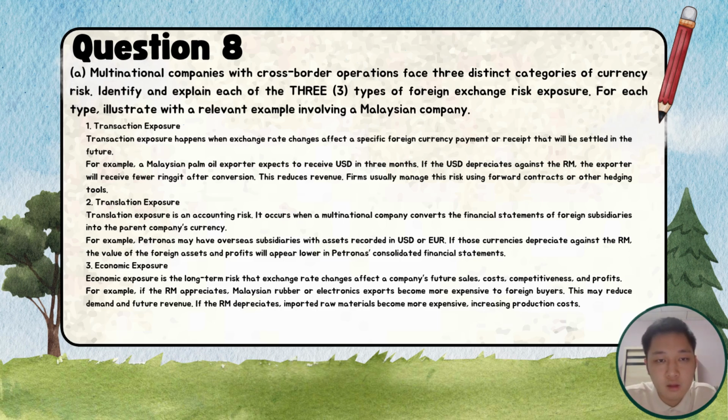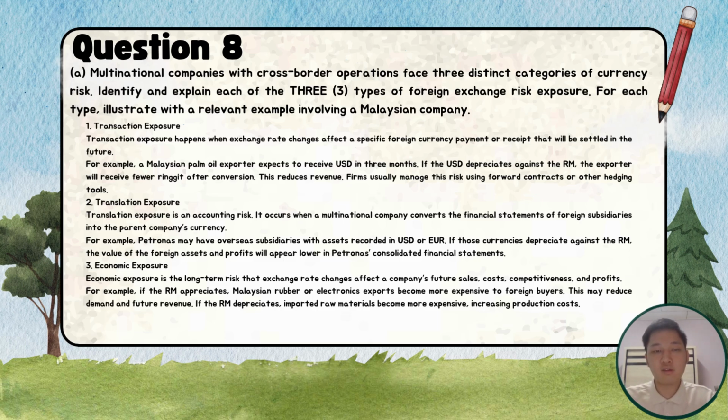8A, I explain the three types of foreign exchange risk exposure faced by a multinational company. The first type is transaction exposure. This happens when exchange rate changes affect a specific foreign exchange payment or receipt in the future. For example, a Malaysian palm oil exporter expects to receive US dollars in 3 months. If the US dollar depreciates against the ringgit Malaysia, the exporter will receive fewer ringgit after conversion. This reduces revenue. Firms usually manage this risk using forward contracts or other hedging tools.